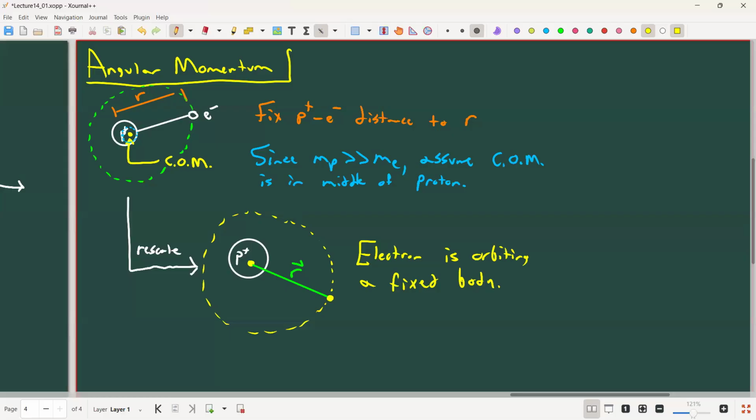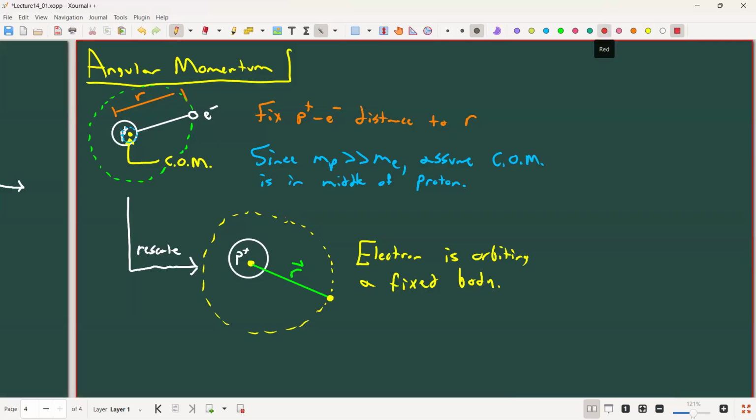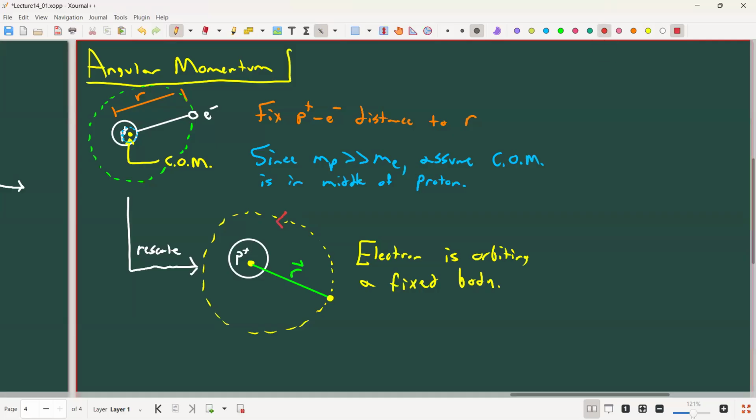Okay, so let's define a few parameters, some things that we can measure about this angular momentum. You can imagine that this thing is orbiting. It has some rate at which it orbits. You can imagine just measuring the time of a lap, some frequency. So we can define an angular frequency, how fast it's orbiting.